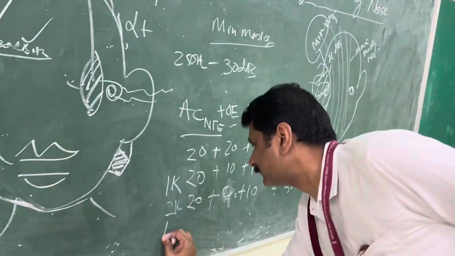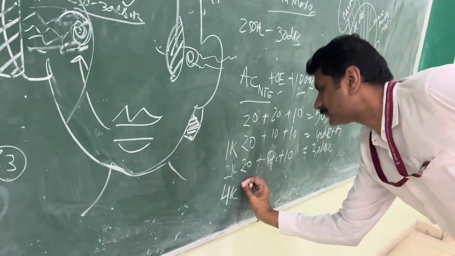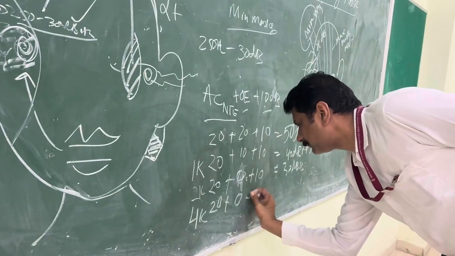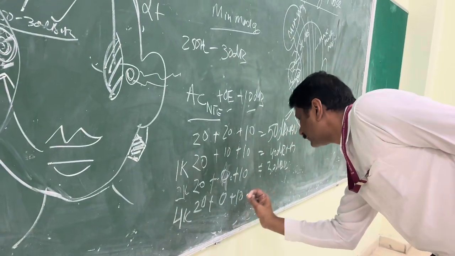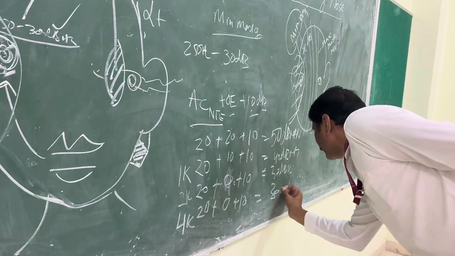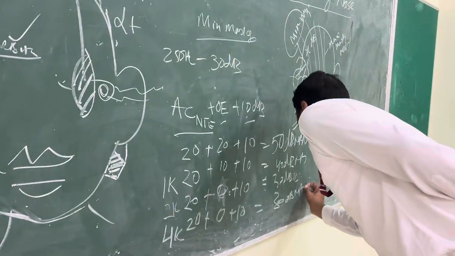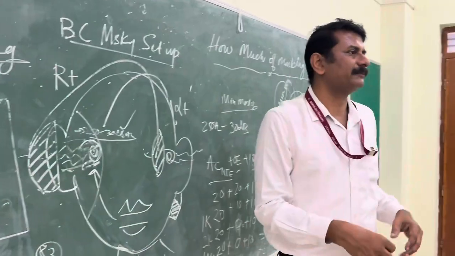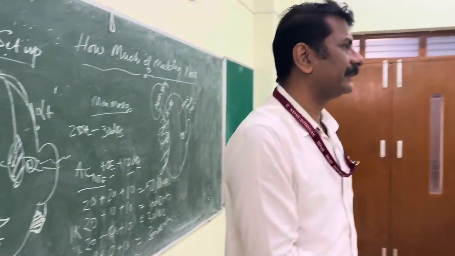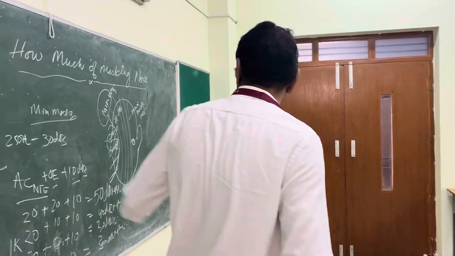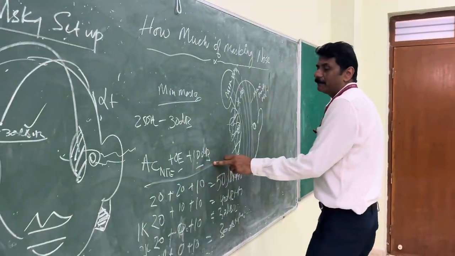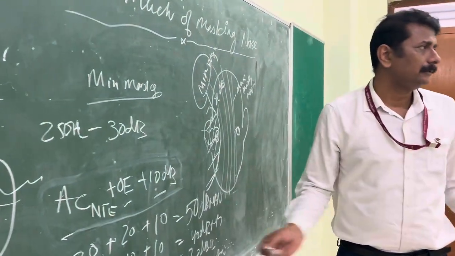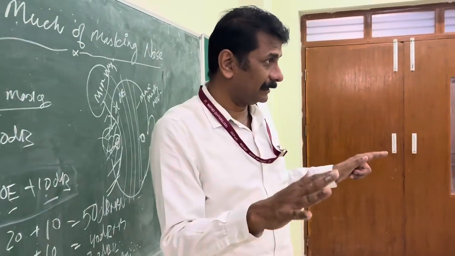Similarly, at 4 kilohertz, the threshold is 20. The occlusion effect is 0, plus the safety factor of 10. So it will be 30 dB NB. So the moment I do a BC masking setup, the occlusion effect comes into play. So I add the occlusion effect plus 10 dB safety. This would be the minimum masking noise formula for BC. Thank you.